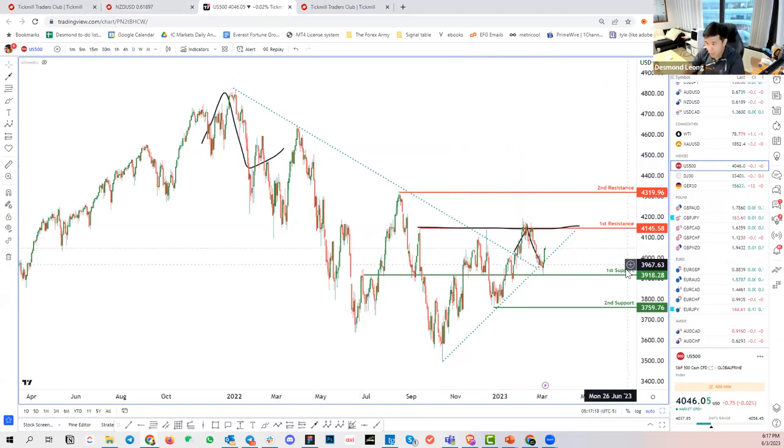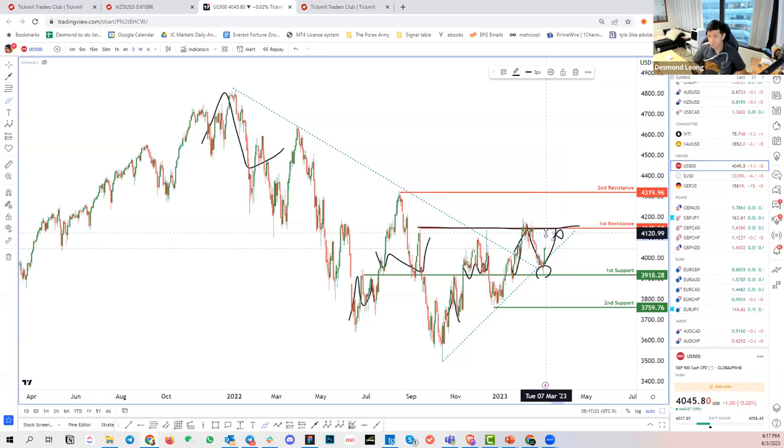Okay, this is a really nice first support. Why do I say it's a nice first support? The price reacted, bounced, multiple times. That's why it's a very nice level, and this gives us enough confidence to play the move up to first resistance. If it breaks this level, it can continue up to the second resistance. And if it does break this support level and the first support, we should be able to see prices go down to the second support level at 3759.